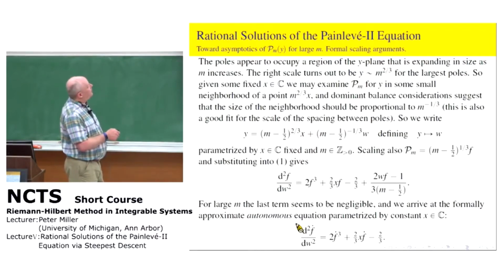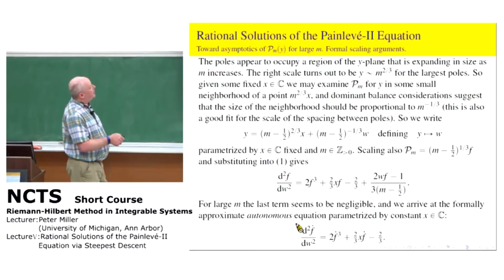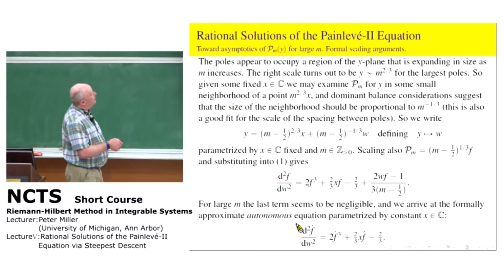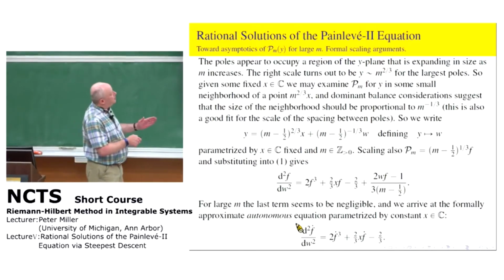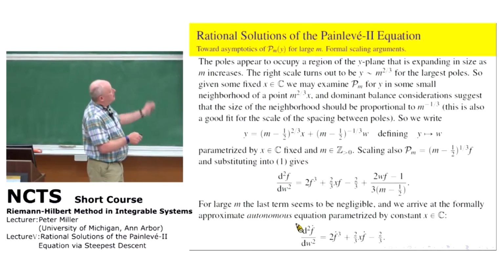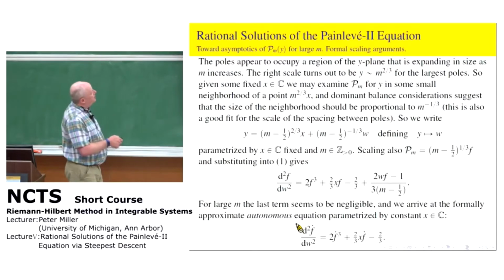So here's what we're going to do. Given a fixed value x in the complex plane, let's look at p sub m for y in a small neighborhood of this point. We're going to look near a point x times m to the 2/3, which should be oriented relative to that triangle. Then let's use dominant balance considerations to check that the size of the neighborhood we should look in should be proportional to m to the minus 1/3.